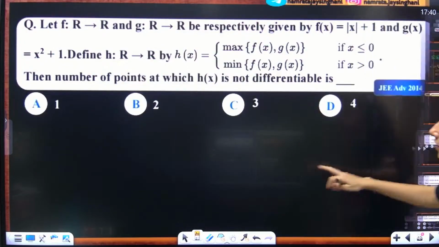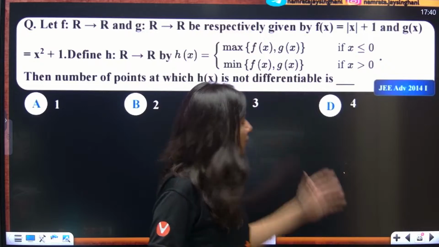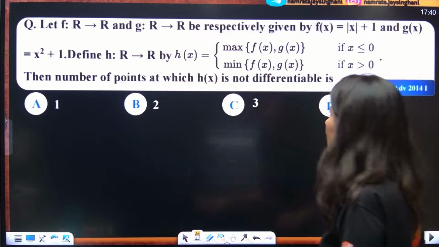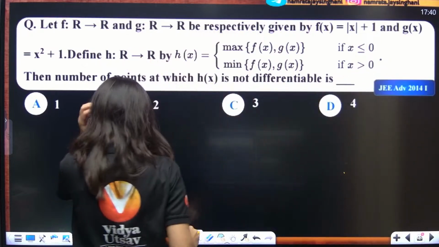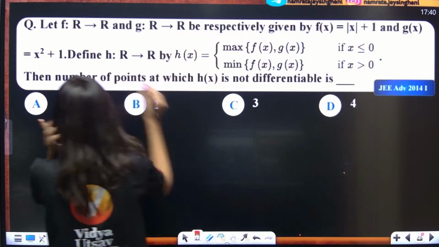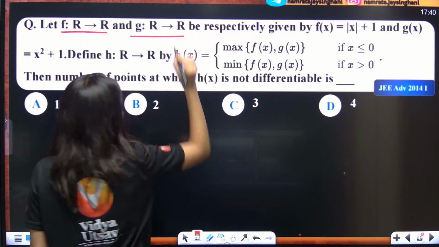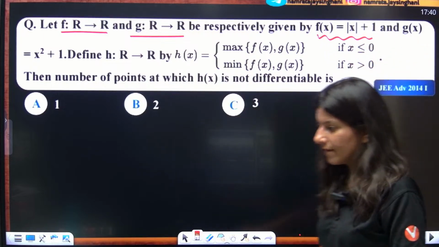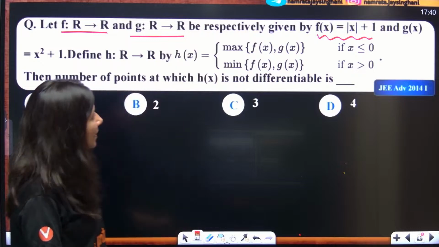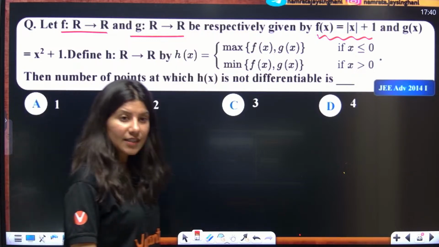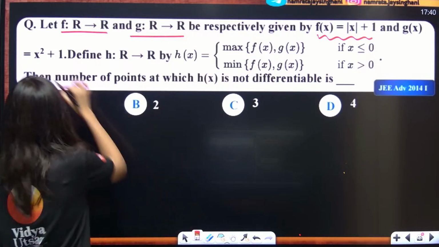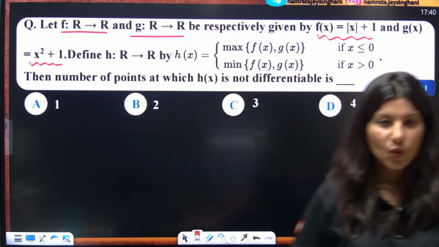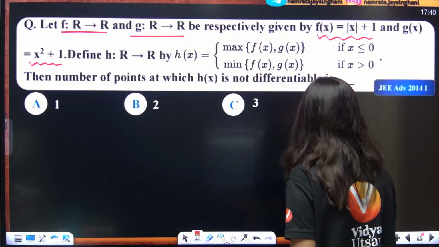Then we are having another question. Let's move on to another question. JEE Advanced 2014 question. Okay. And this is also not a very difficult question. Function f is given to you. G is also given to you, respectively given by fx is equal to mod x plus 1. Fx is nothing but mod x plus 1. And gx is nothing but x square plus 1. Okay. Gx is what? X square plus 1. Okay. So fx is mod x plus 1.